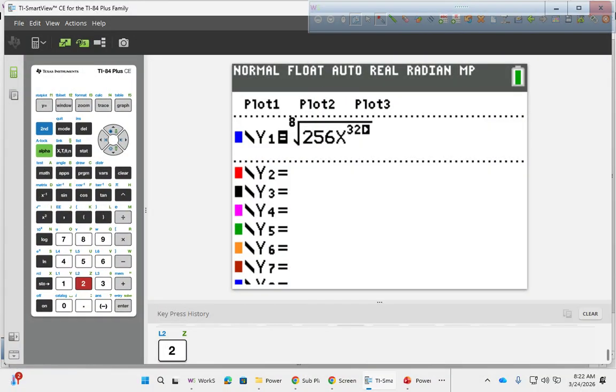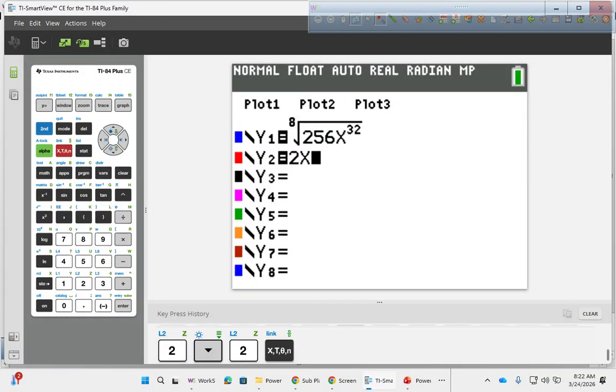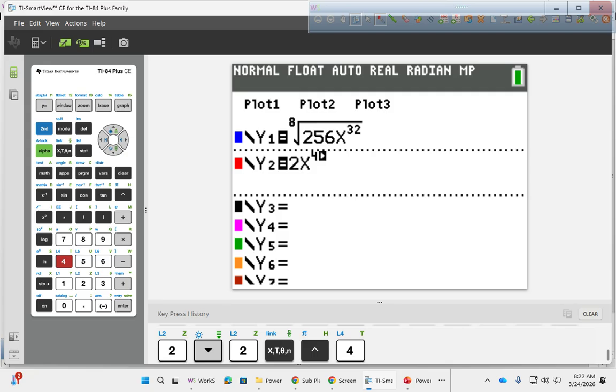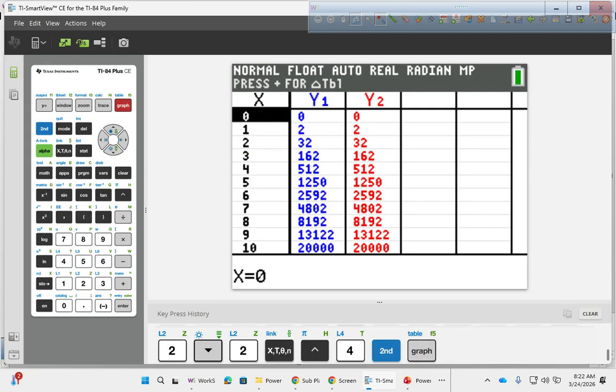There's my question. Here's my answer, right? If this is correct, the table matches up for everything. So again, you can still check these in your calculator. You just have to know where to check them in your calculator.